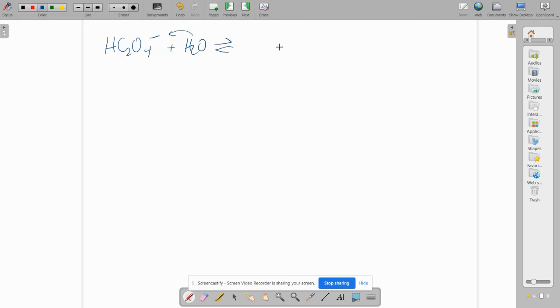So that H, look at that, I showed the direction wrong. The H is going to transfer this way, and we're going to be left with C2O4 2 minus. It had a minus 1 charge, but we lost an H plus, so it got one step more negative. And then, of course, H3O plus, from the water accepting the H. Okay, so now we're going to do our ice table.